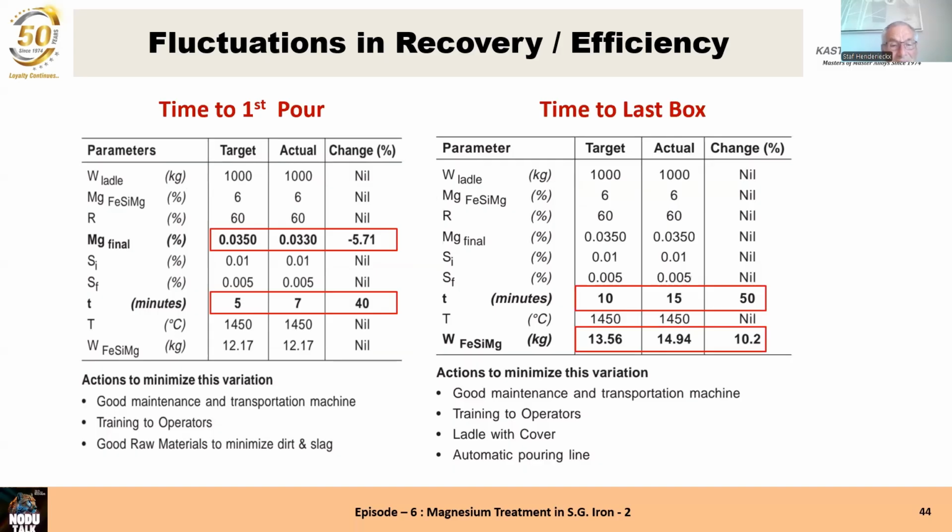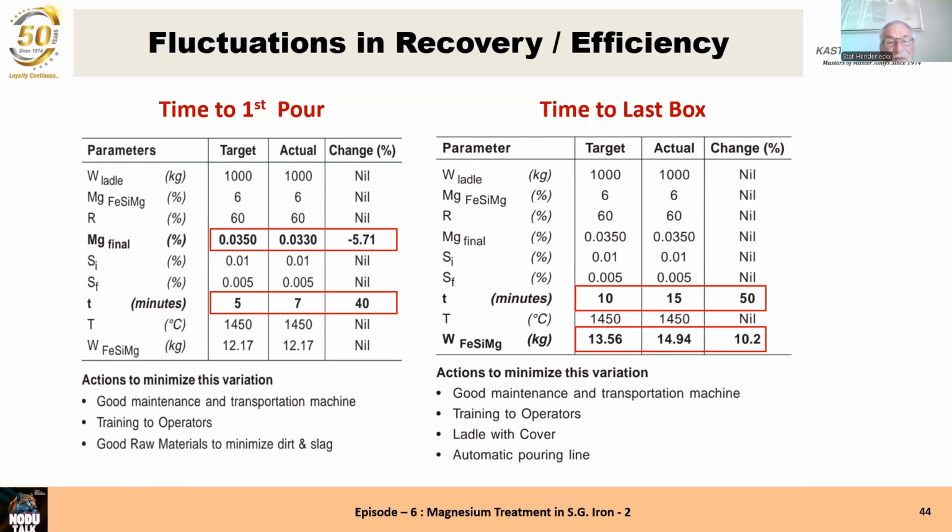First pour or another. If you pour after 5 minutes or you pour after 7 minutes, it will have a different result, because there will be a fading, and the fading depends on several other things. But please, you see, if you wait longer, you will have a different result. And the time to the last box of a ladle is the same. If you do it in 15 minutes instead of 10 minutes, you will have a much different result, or you have to add more ferrosilicon magnesium to get the same result.